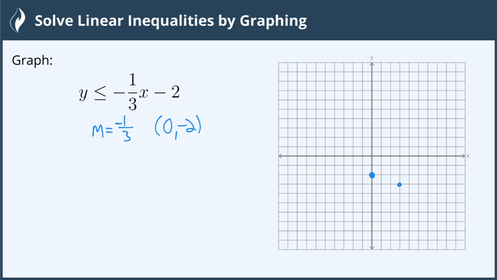I do like to go ahead when I have a slope to plot a couple of extra points by counting down 1, right 3 a couple of times. It makes it just a little bit easier to connect those dots.